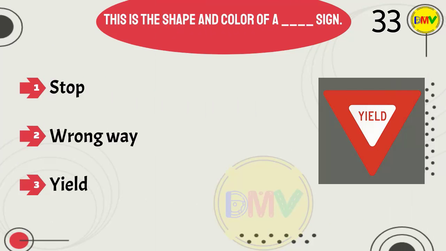Question 33. This is the shape and color of a sign: 1. Stop. 2. Wrong way. 3. Yield.